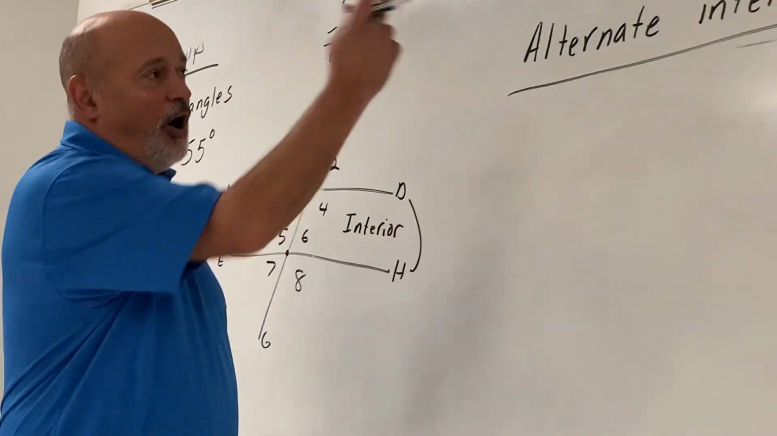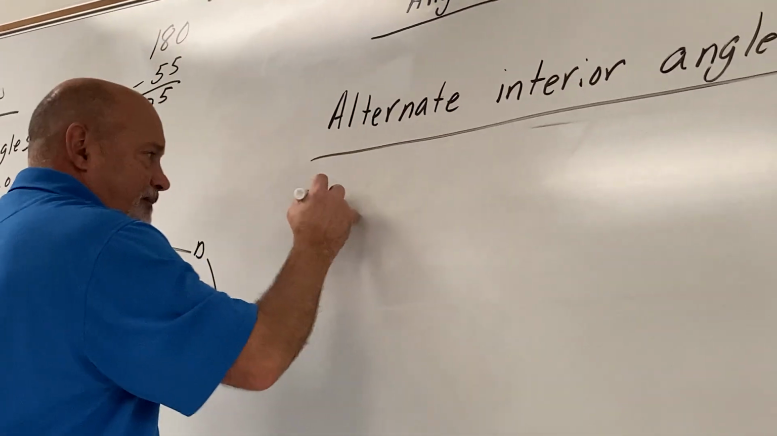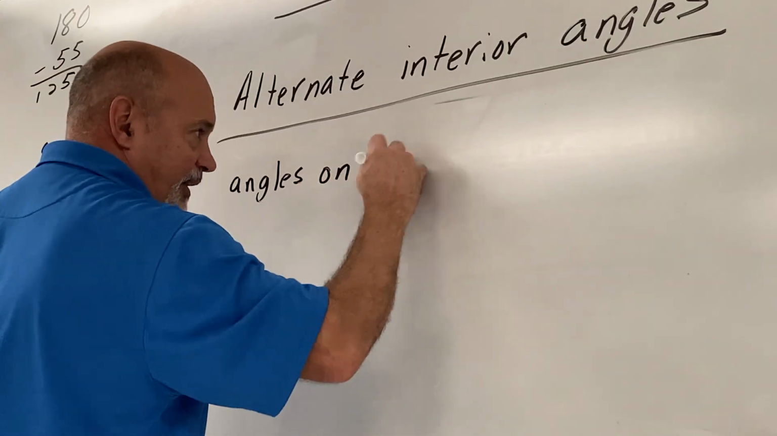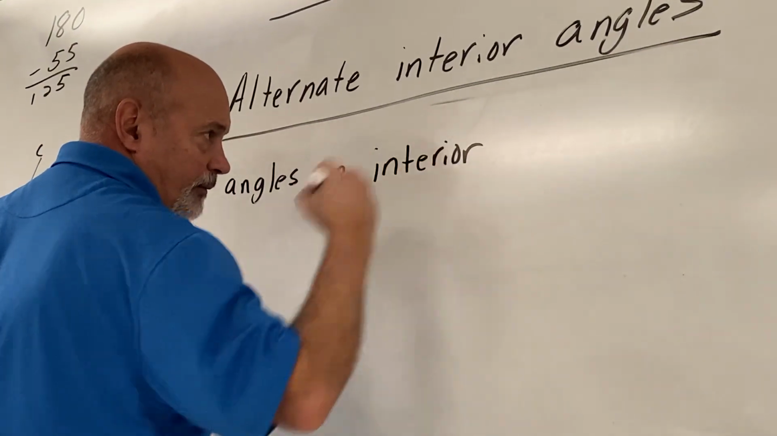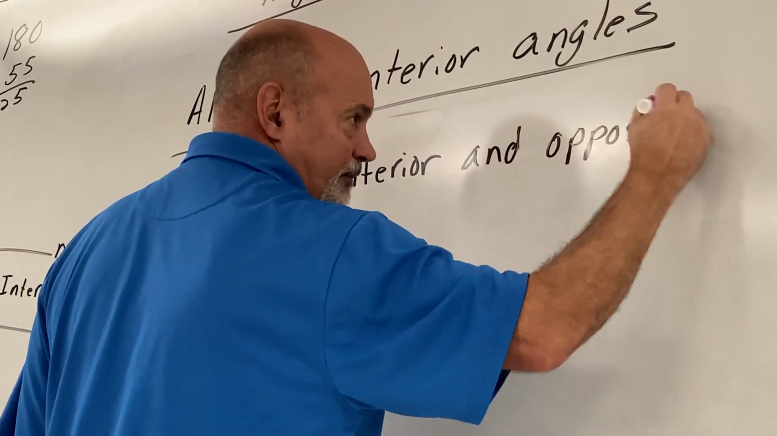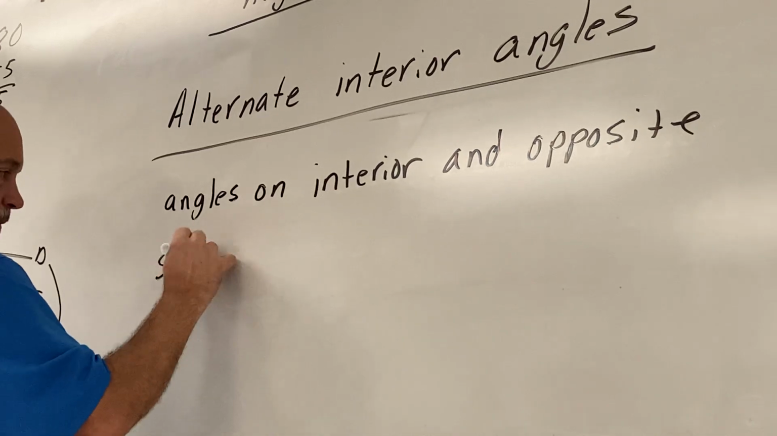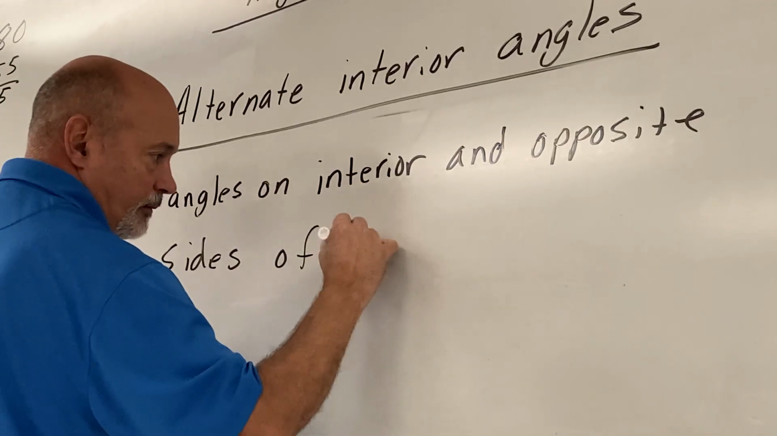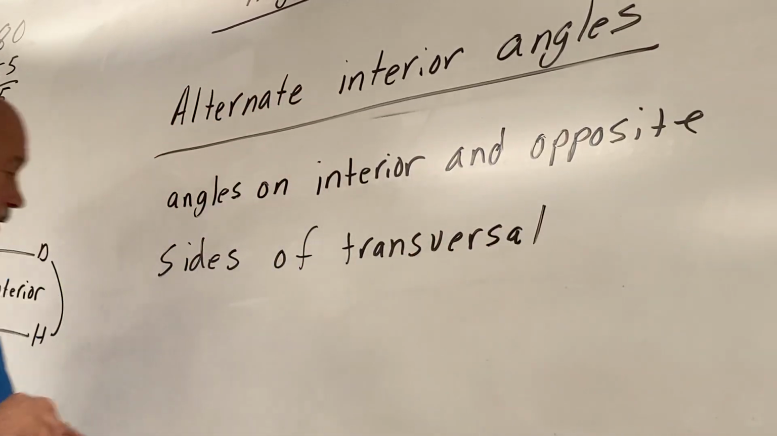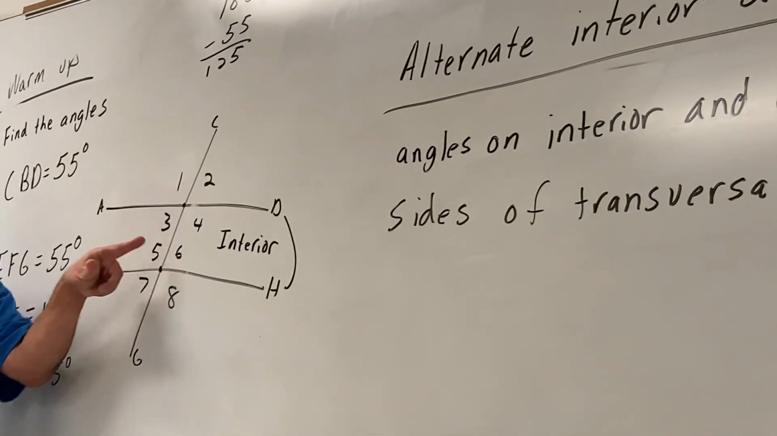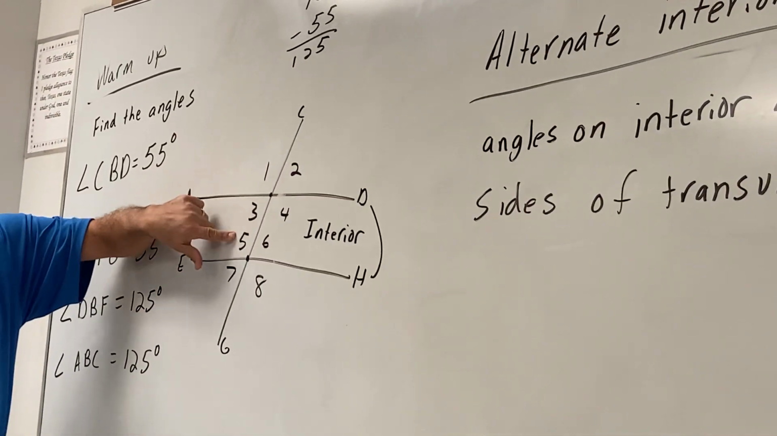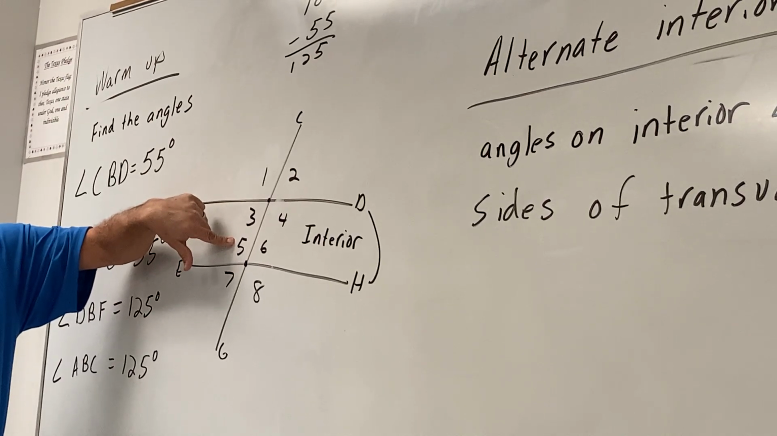Sweet. Now, alternate interior angles are angles on the interior and on opposite sides of the transversal. So, 3, 4, 5, and 6 are all on the interior. Are 3 and 5 on opposite sides of the transversal?